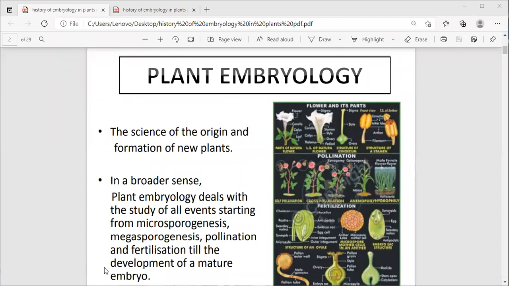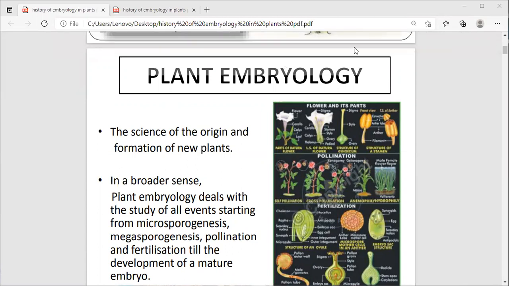After the fertilization, there is the development of the embryo. We also see how this embryo develops. Right? So from the flower, from the development of gametogenesis, from the mechanism of pollination, fertilization, and the study of the developmental stages of the embryo, all of this we call plant embryology. So this is the introduction to plant embryology.